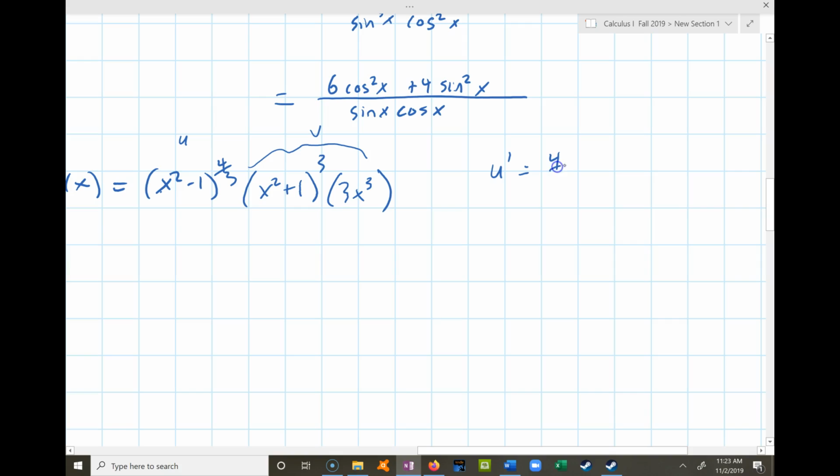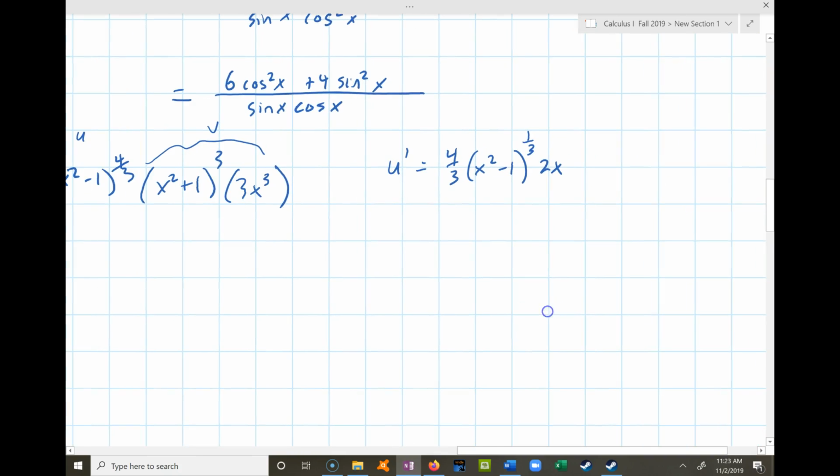Well, that's 4/3 times x squared minus 1 to the 1/3 power times the derivative of x squared minus 1, which would be 2x. So u prime is going to be 8x over 3 times x squared minus 1 to the 1/3 power.